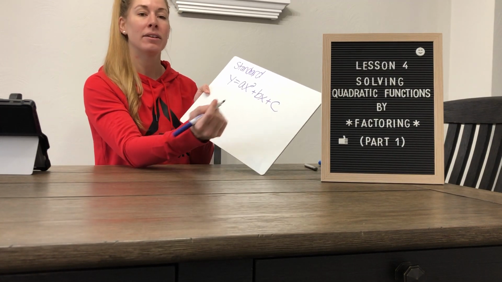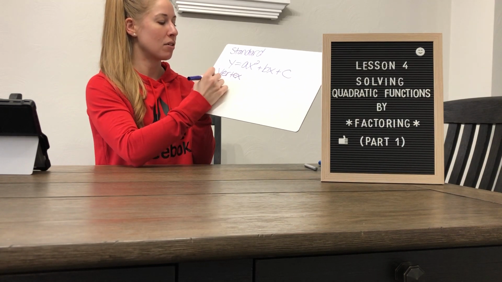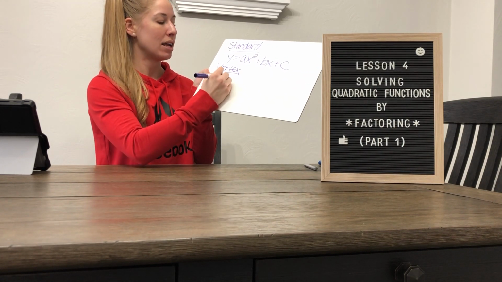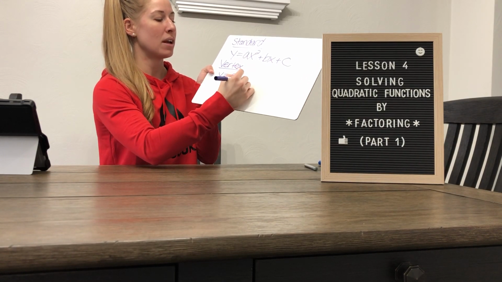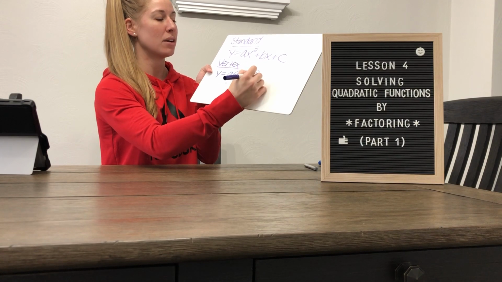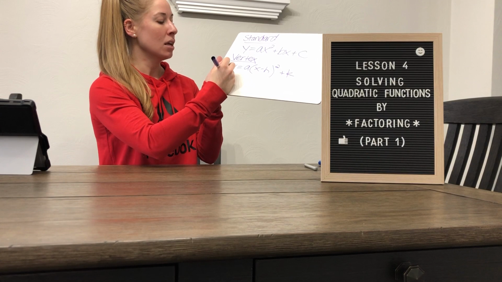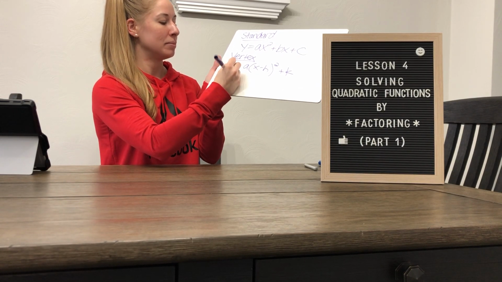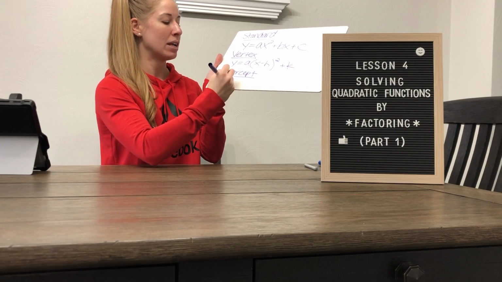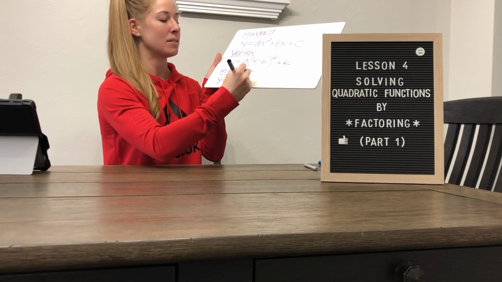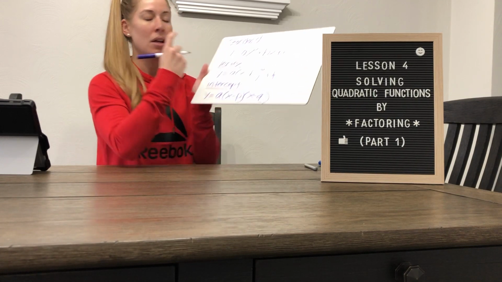And then we had vertex form. Vertex form was y equals a times the quantity x minus h squared plus k. And then we had intercept form, which was y equals a times x minus p times x minus q.